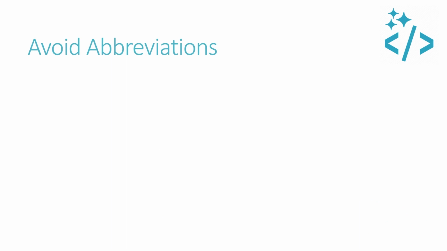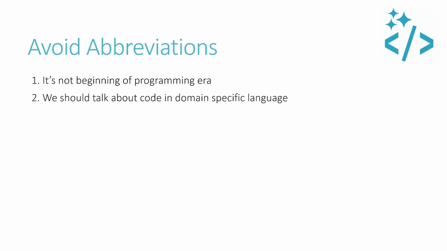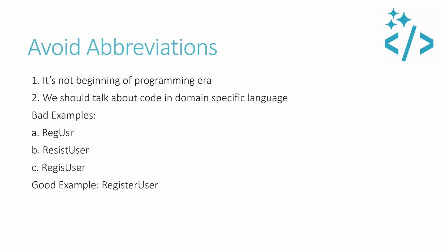Also we should avoid abbreviations to make the method clean and understandable. It is not the beginning of the programming era, where we saved specific memory space with short names of variables. And we should talk about code in domain-specific language, like in domain-driven design. Some bad examples of how to name a class for registering a user: RegUser, RegistUser, RegisUser. The best thing to do is just spell everything out, and this is more clear for anyone involved.